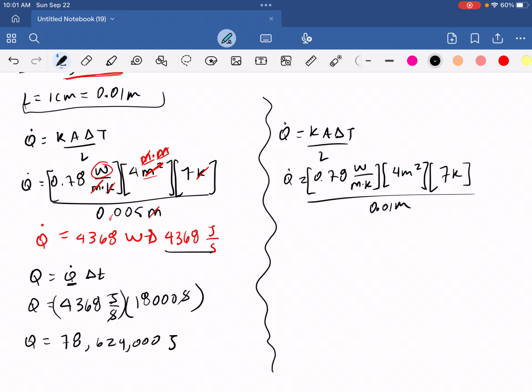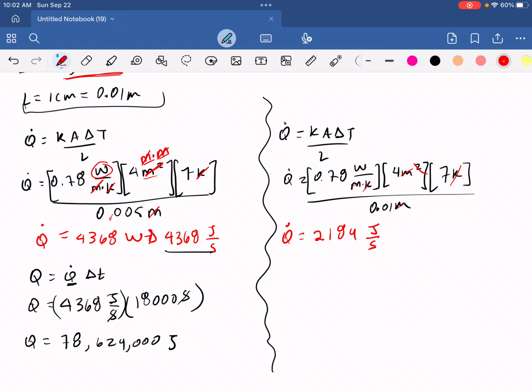Let me cancel out the units. Kelvins cancel out. One of these meters cancels out with this one, the other meter cancels out with that one. And again, I end up with watts or joules per second. Once you multiply all of this out, you should get, I believe, 2184 joules per second. Notice how I'm transitioning from watts to joules per second in here just so that I can save one step.